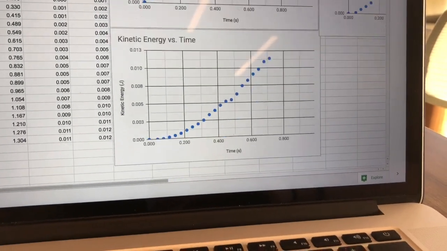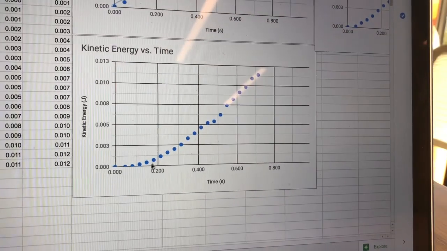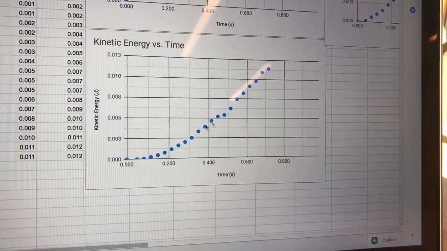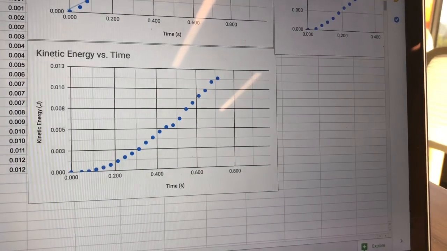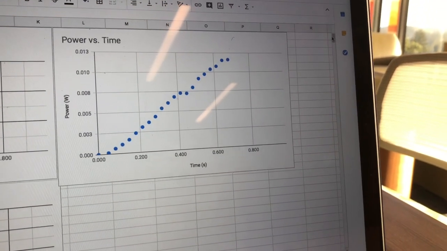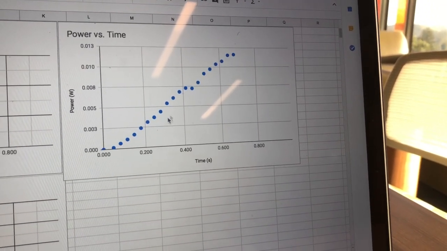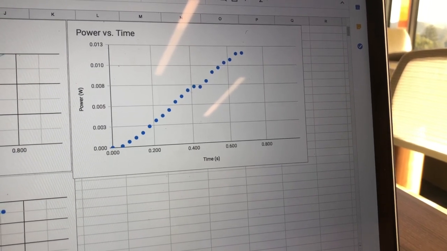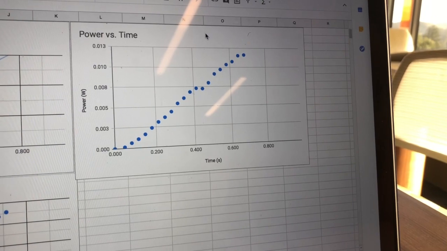Underneath here we have a kinetic energy versus time graph. The kinetic energy of the highlighter increases over time as it falls. A power versus time graph over here, and that also makes sense because power is the rate of change of energy over time, and so since the kinetic energy increases, the power also increases.